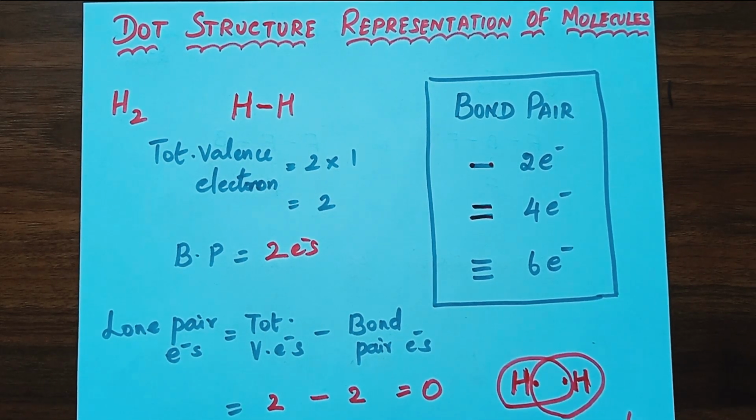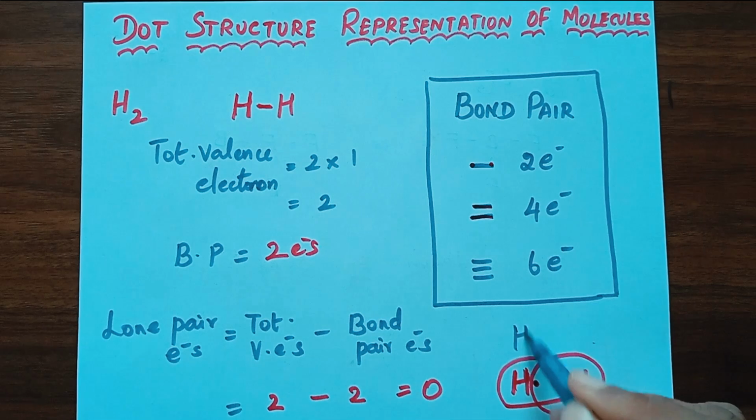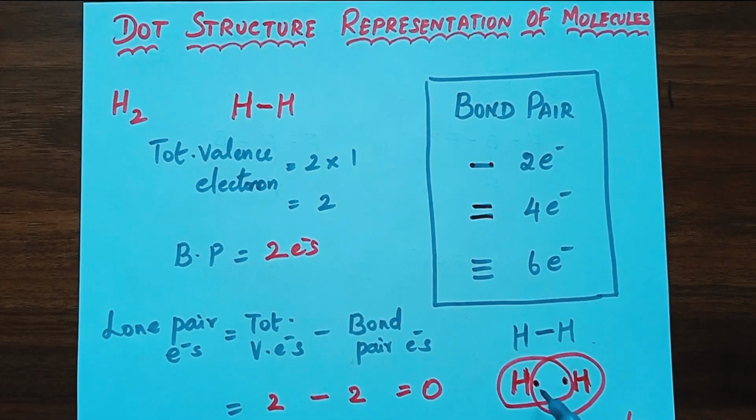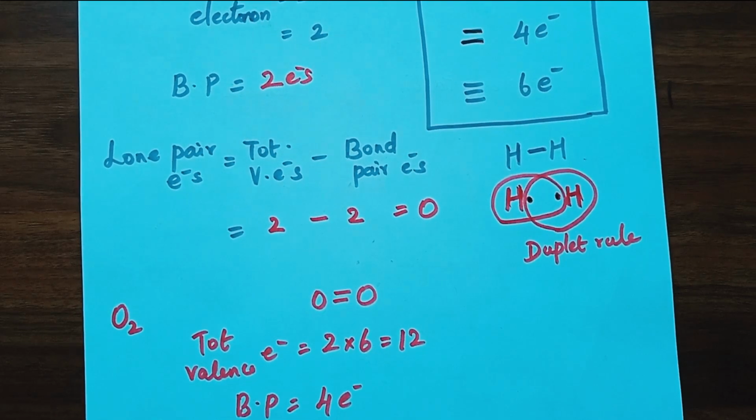Now we see how to draw the dot structure for H2. There is one valence electron for each hydrogen atom. They both will share, so each will attain the duplet rule. This hydrogen will attain the duplet rule and this hydrogen also will attain the duplet rule. So two hydrogen atoms will form a single bond. For each valence electron we draw a dot, so that each attains the duplet in this case. Next we'll go for the O2 molecule.